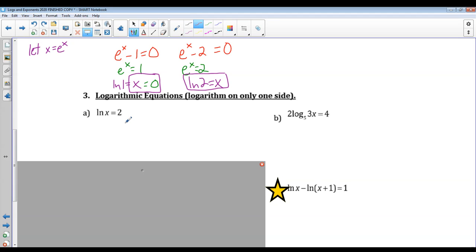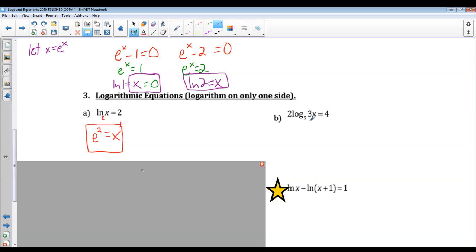So to undo a log function, we write it as an exponential. So here we have our base e. How do we break out of this log? We rewrite it as an exponential. e to the second power equals x. And we're done.